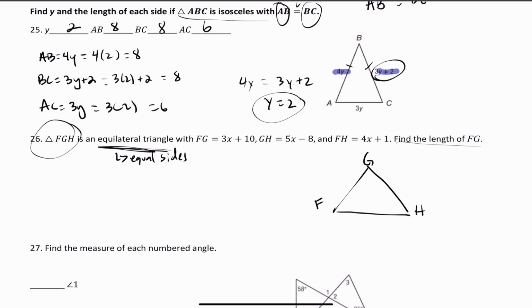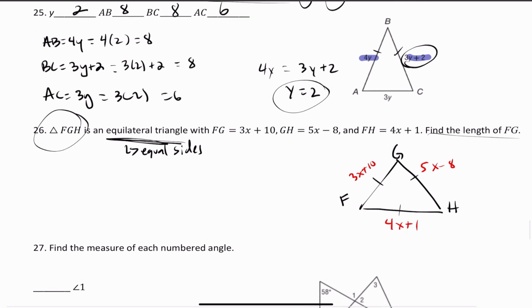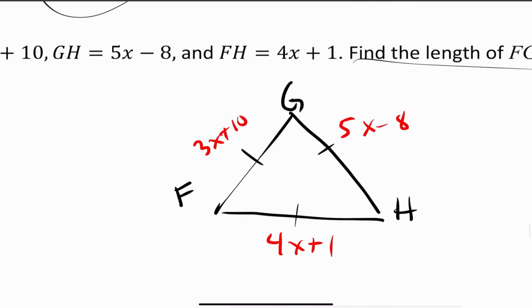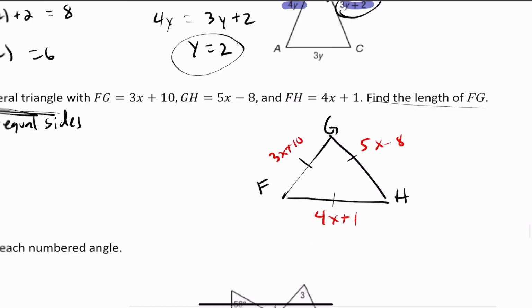FG is what? 3x plus 10. GH is 5x minus 8. And FH is 4x plus 1. And since these are congruent because it's an equilateral triangle, I'm going to put these tick marks here. Okay. So let's take a look at this, and I'm like, which expression should I use?